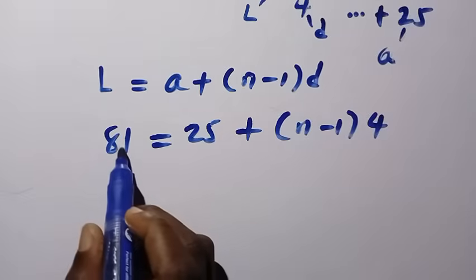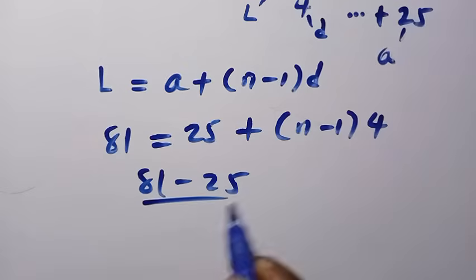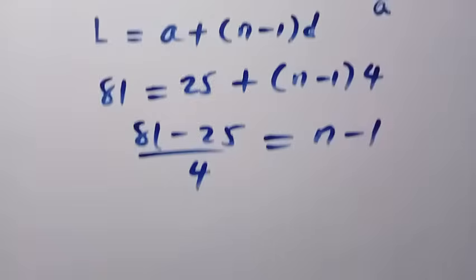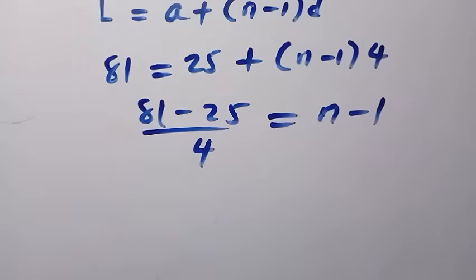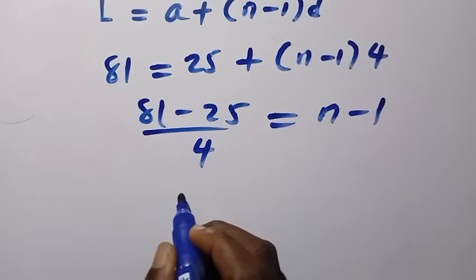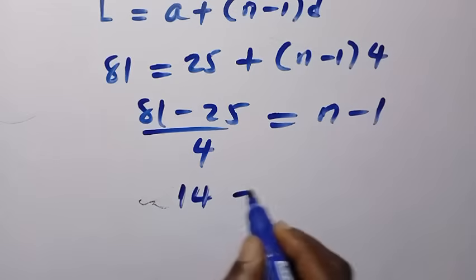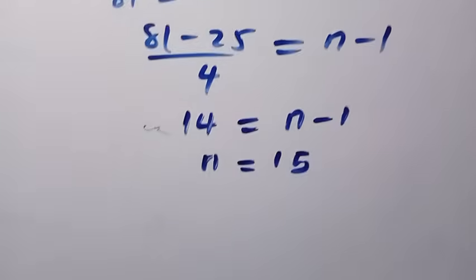So by subtracting, we have 81 minus 25. Then we divide by 4 equals N minus 1. So if we subtract 81 and 25 and divide it by 4, what we have here is 14 equals N minus 1. When we add 1 to both sides, we have N here equals 15. So the number of terms here equals 15.